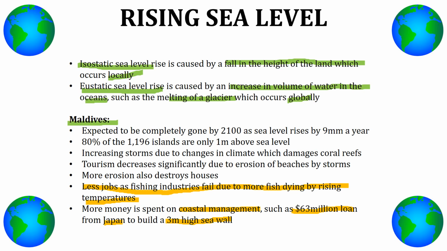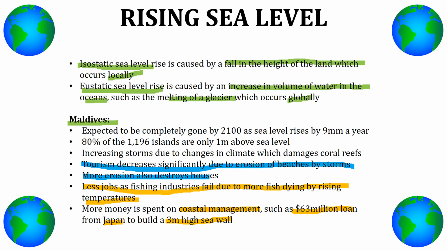So I'll move on to social. I will use blue for that. We have more erosion, which destroys houses, and tourism decreases significantly due to erosion of beaches by storms. That could be economic as well, I guess, and environmental too. It's a bit of all of it really, but mainly social, I guess, because people make less money.